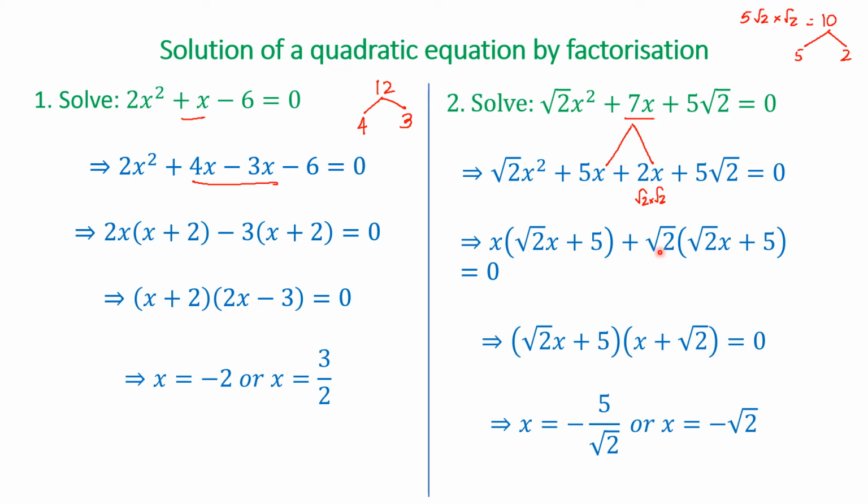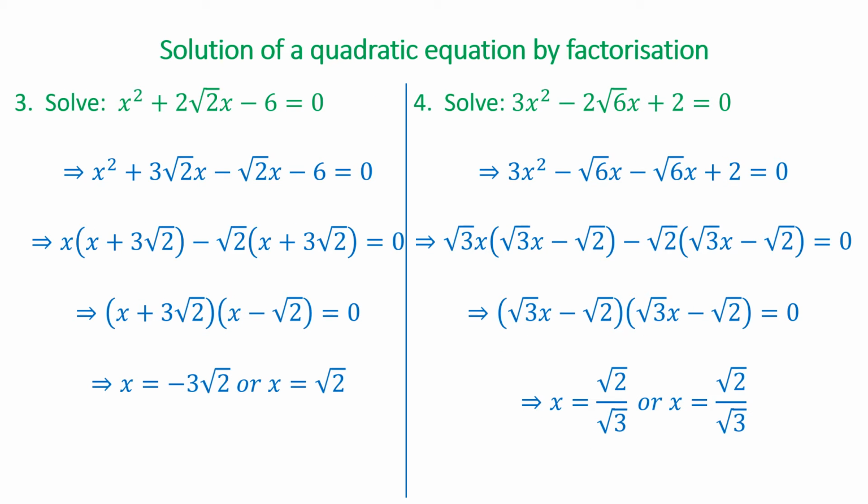Now from these two terms, you can see root 2x plus 5 is common, so I bring that out as the first bracket, and the remaining part will go into the next bracket, that is x plus root 2 is equal to 0. When I equate these two brackets to 0, I will get x is equal to minus 5 by root 2, and here I get x is equal to minus root 2.